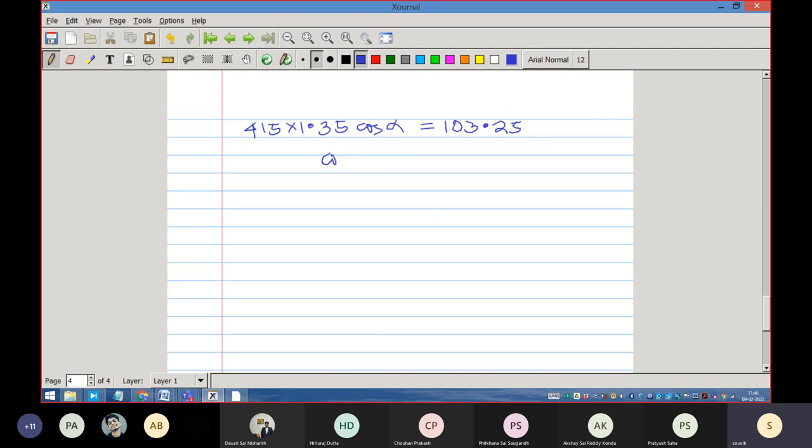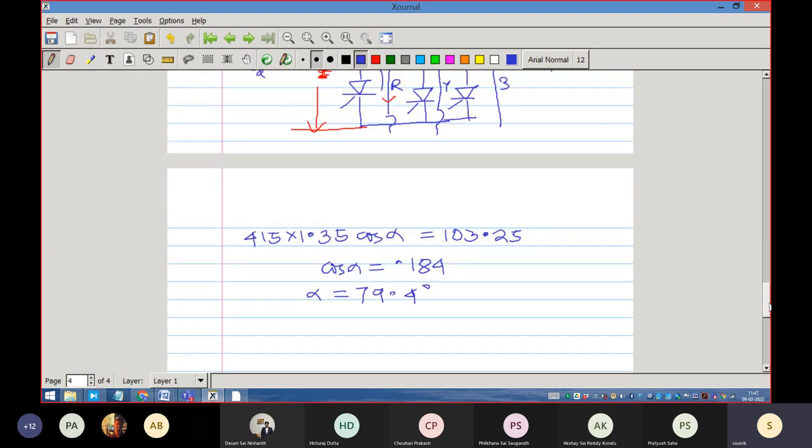So cos alpha will be 103.25 divided by 415, and cos alpha is 0.184. So alpha is equal to 79.4 degrees. That is the firing angle alpha that we have to use, and it is leading. It must be leading. It cannot be lagging. Lagging will create a problem for commutation. So this angle must be leading. It cannot be a lagging angle.